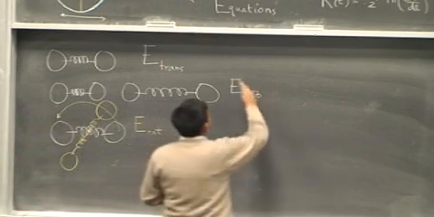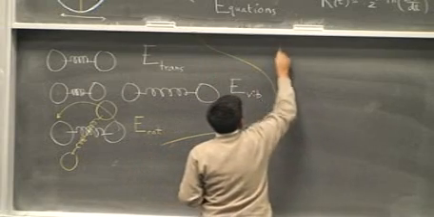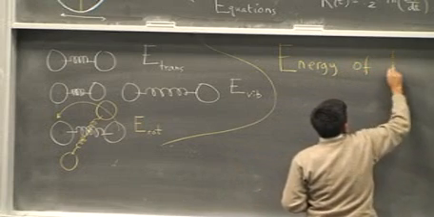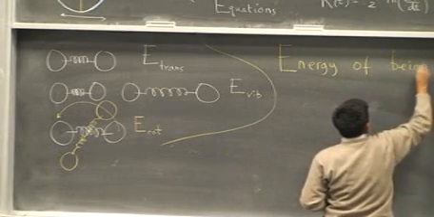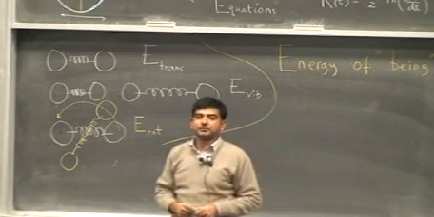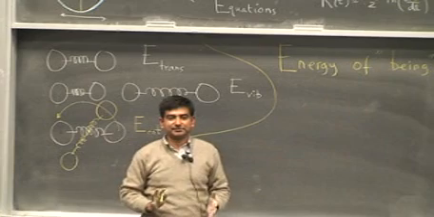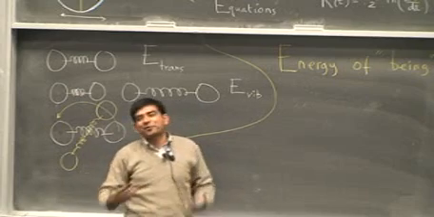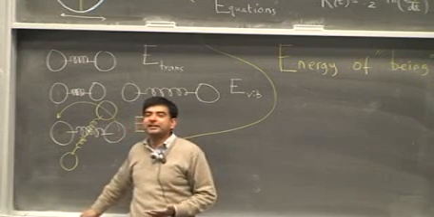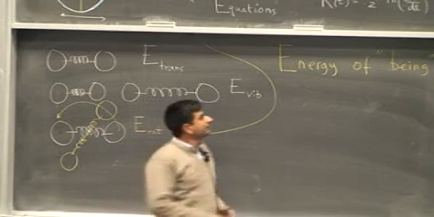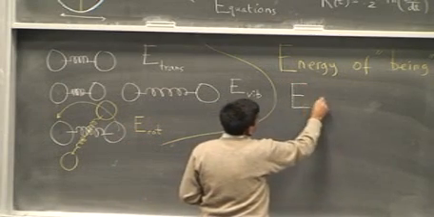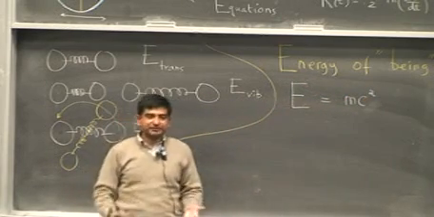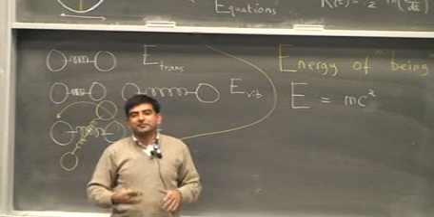I don't know if it's proper to introduce this concept here, but let me talk about the energy of being. Any object that has mass, whether it's at rest or moving, will have some energy just because it exists. This is Einstein's famous postulate, and this energy is given by mc squared. This is the energy of existence. I exist, therefore I am, which means I have some energy.